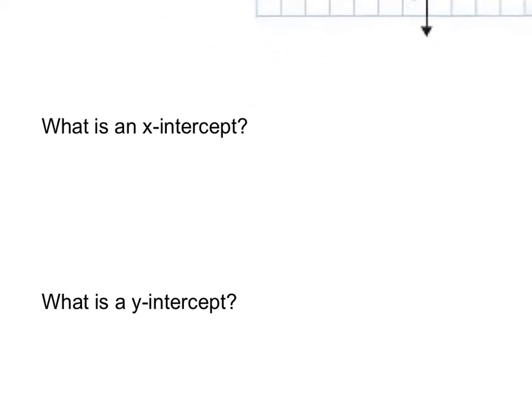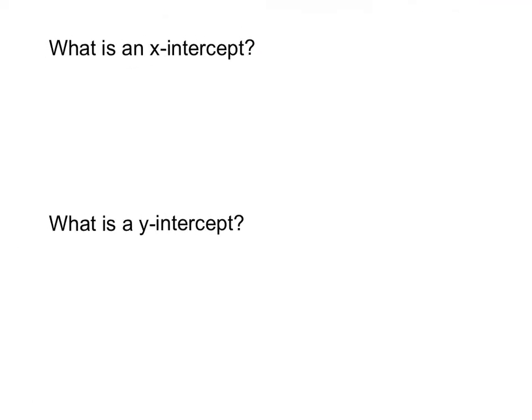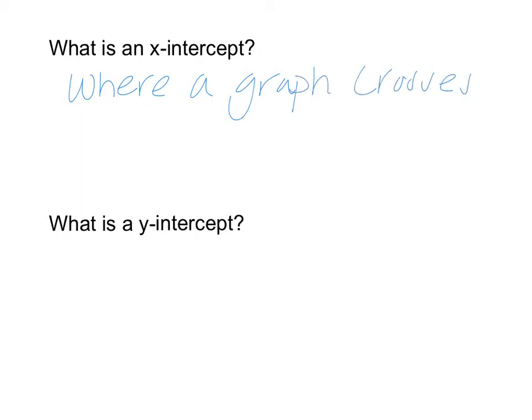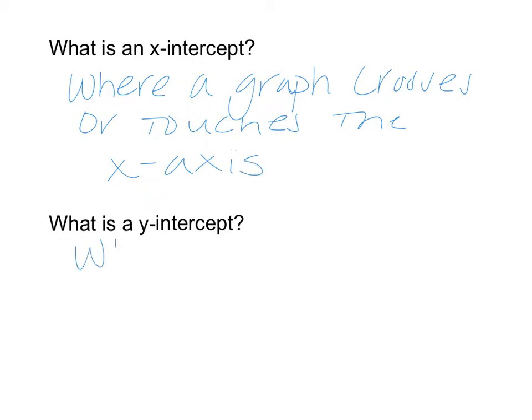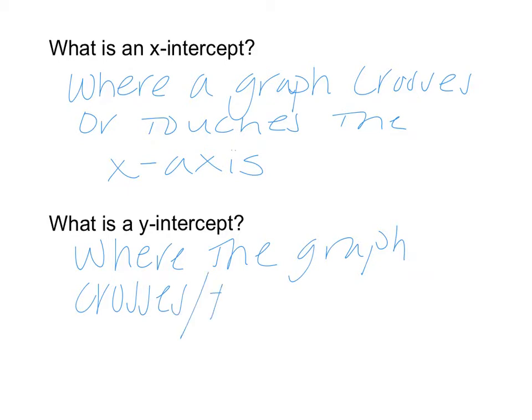Now, the next thing we need to talk about is our intercepts. So an x-intercept is where the graph either crosses or touches the x-axis. And so on the same note, the y-intercept is where the graph either crosses or touches the y-axis.